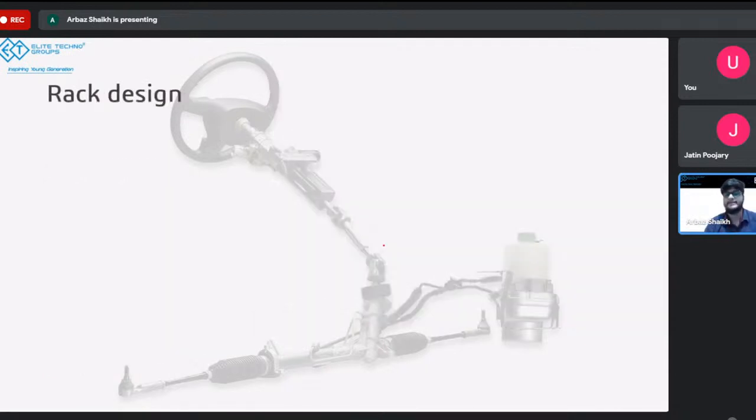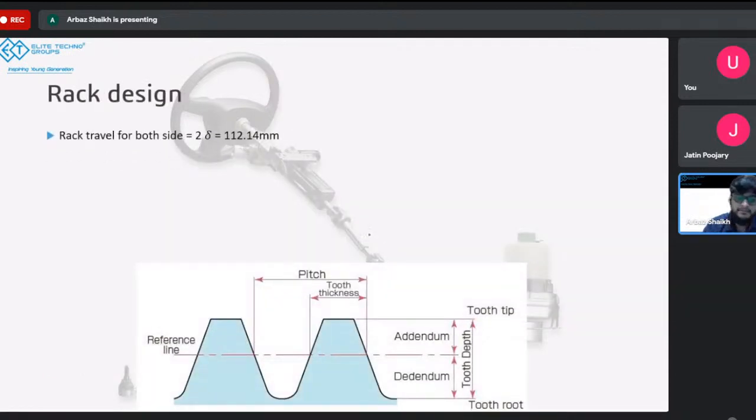Next comes the rack design, right? Now, similar to our pinion, we have a few terminologies in the rack. We had calculated the rack travel for one side. If you remember, it was 40 degrees, which was 56.07 mm, right? Now, we need to calculate the rack travel for both sides, because that was for one side.